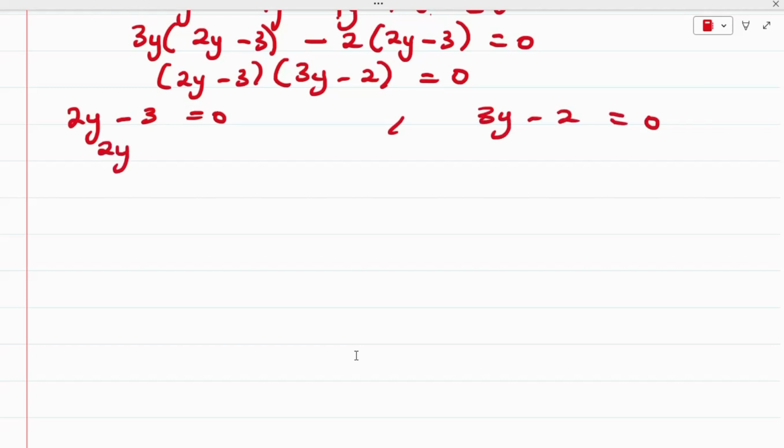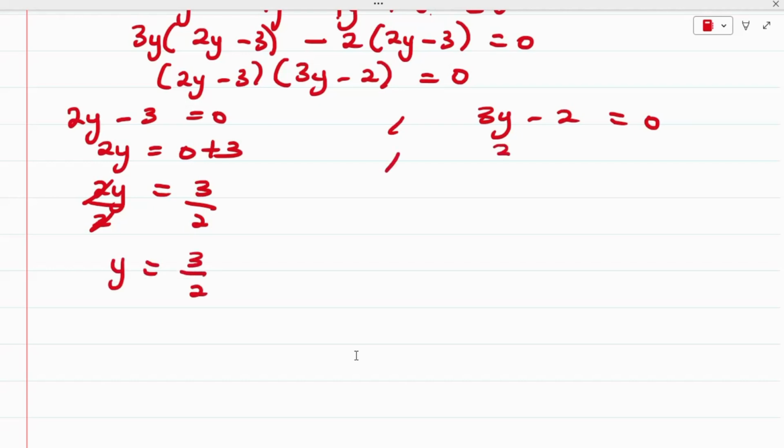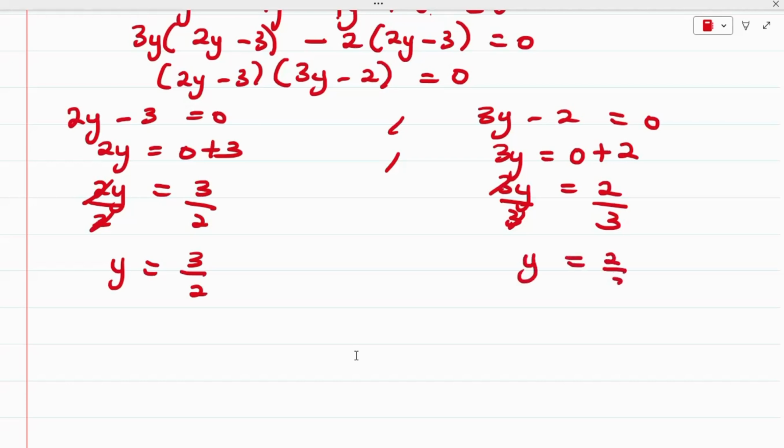So we have 2y is equals to 0 plus 3. 2y is equals to 3. So divide both sides by 2 right here. This is going to cancel out. So we have y is equals to 3 over 2. And from here, we have that 3y is equals to 0 plus 2, and we have 3y is equals to 2. So divide both sides by 3. This is going to cancel out this. We have that y is equals to 2 over 3. So we have y equals 3 over 2 and y equals 2 over 3.